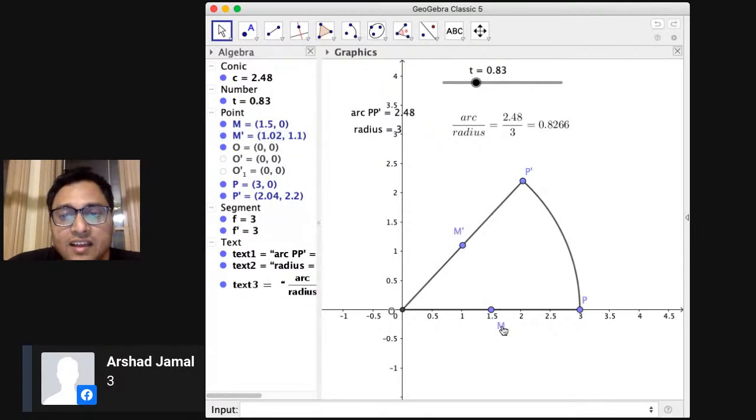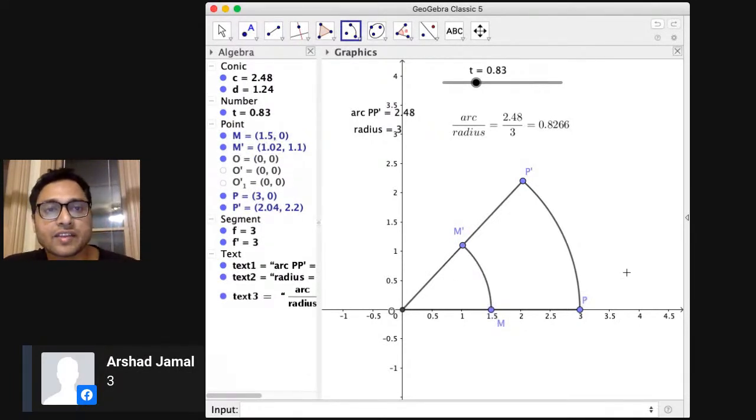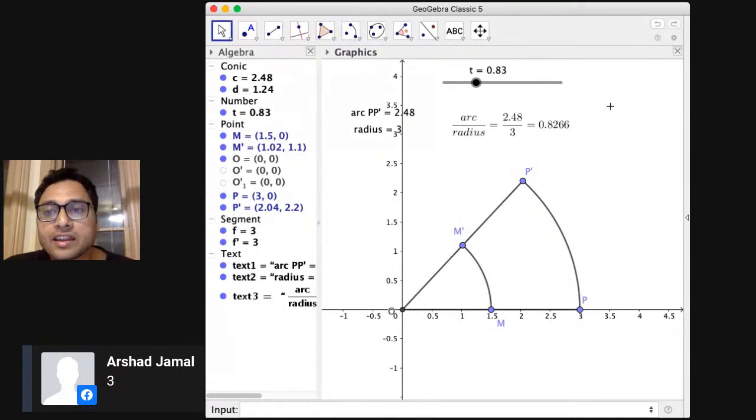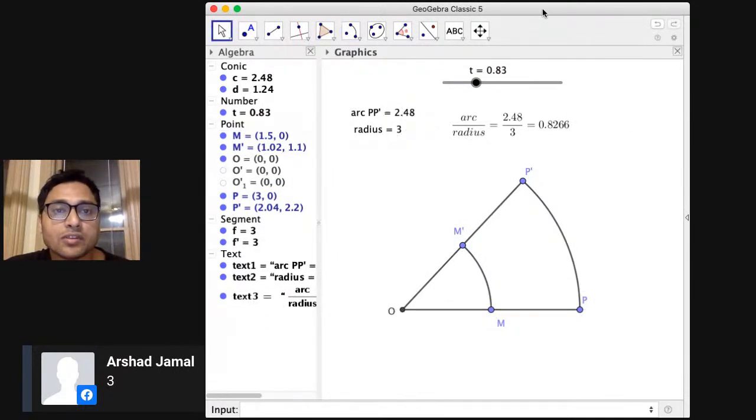Now let's find the arc M prime. Let's take O M prime. Great. So what is the length of the arc now? Can anyone read it off from this particular picture, whatever is in the left hand panel? You should be able to read off the length of the arc prime from the picture.